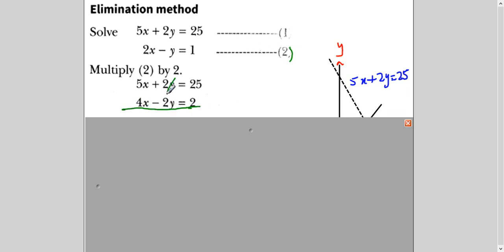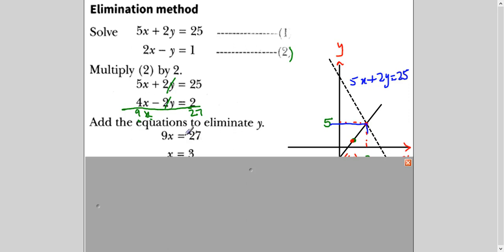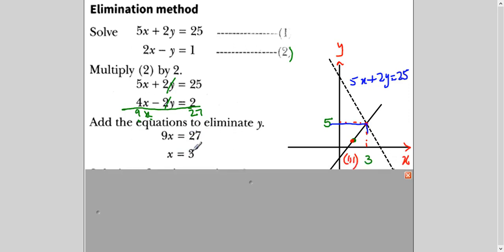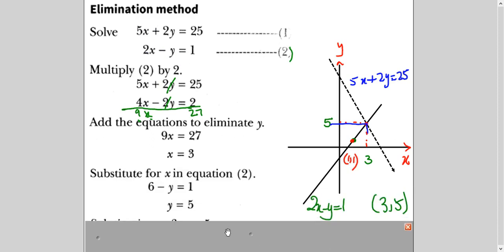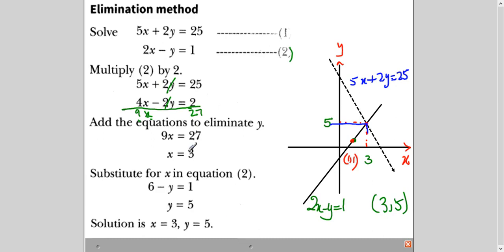When you add the equations, these two will cancel out. This will become 9x and this will become 27. So now you will have 9x equals 27 and you solve it, you get x equals 3. Now you have to find the value of y. This value of x you can substitute here or here, wherever you like, and you will get the value of y. You call it the solution of these linear equations.